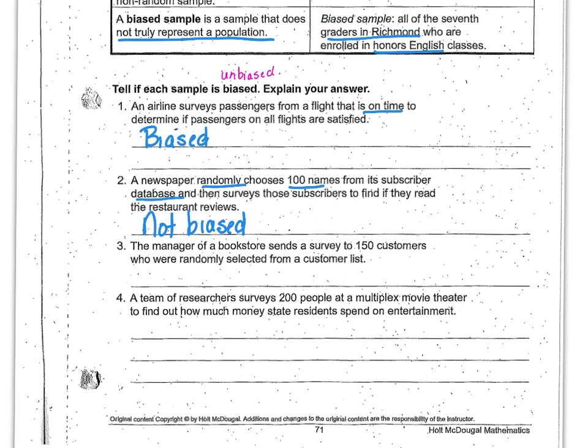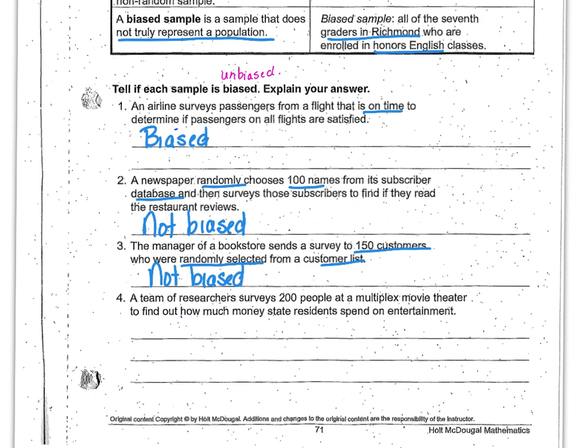Next one says the manager of the bookstore sends a survey to 150 customers who were randomly selected from a customer list. Okay, look at the key words. They were randomly selected, and they chose 150 from their whole customer list. I would say that would be not biased.